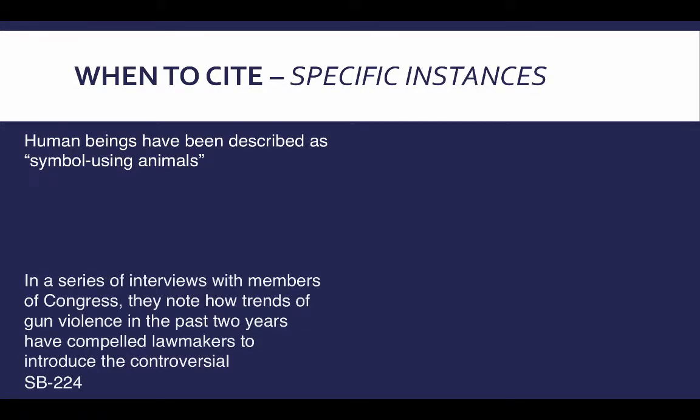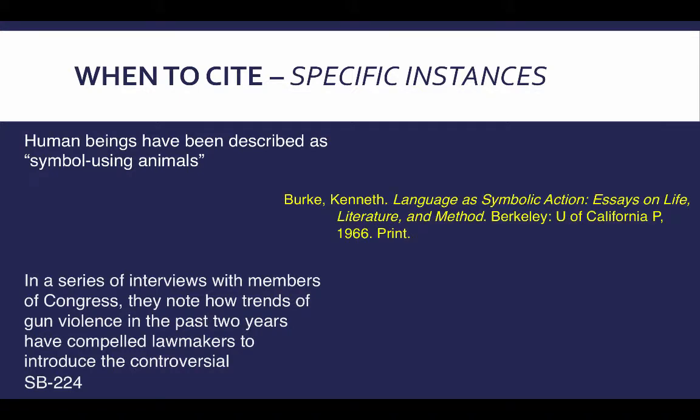All right, when to cite. If you look over to the left, I have some examples of sentences that would hypothetically be used in a paper. Let's take a look at our first one. "Human beings have been described as symbol-using animals." Right there, we have a direct quote. We can tell because there are quotation marks right there. Say this is the work we're citing it from. Notice how I have it in in-text citation form with hanging indentation. It's from Kenneth Burke's book, Language as Symbolic Action.